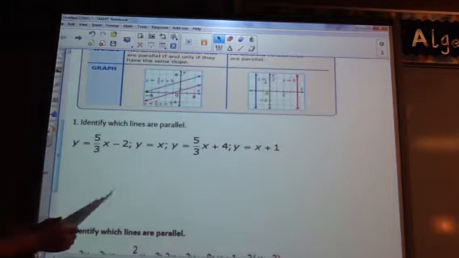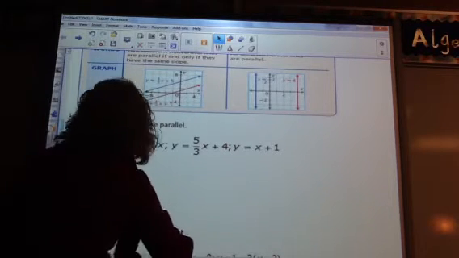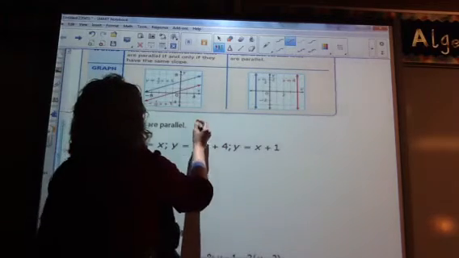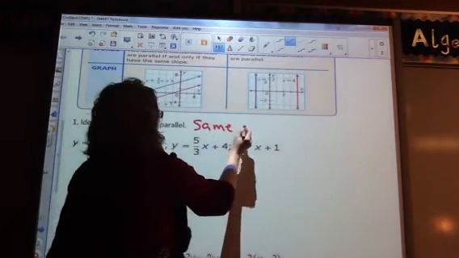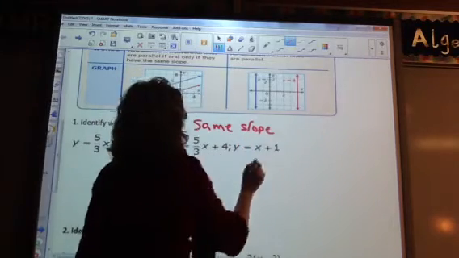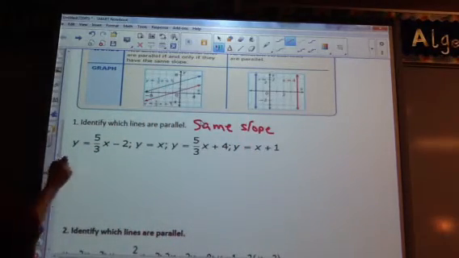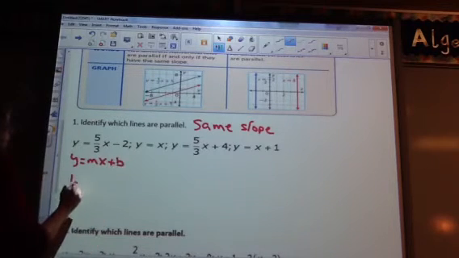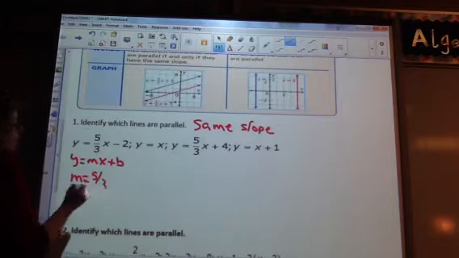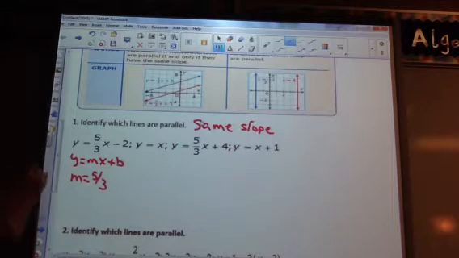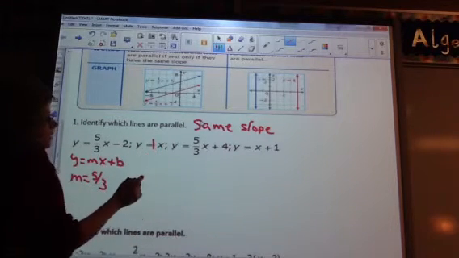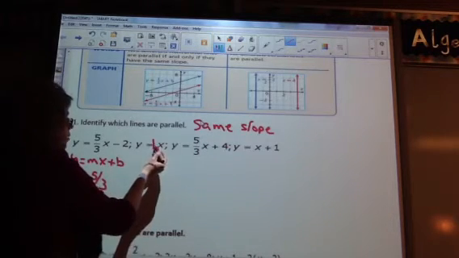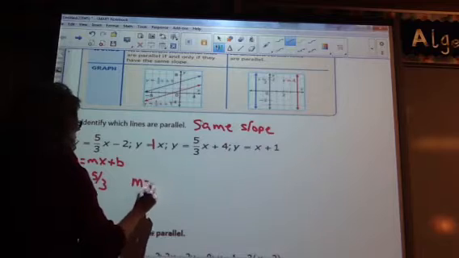All right, so let's look at number 1 here. Identify which lines are parallel. So what we're looking for is the same slope with a different y-intercept. Okay, well this one here is already in our slope-intercept form, and the slope is 5/3. Okay, this one right here is in our direct variation form, and the coefficient in front of your x is your slope. So here our slope is 1.